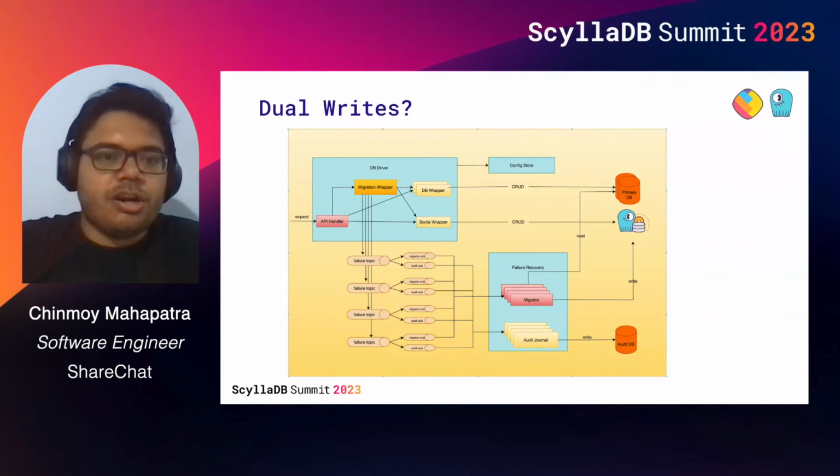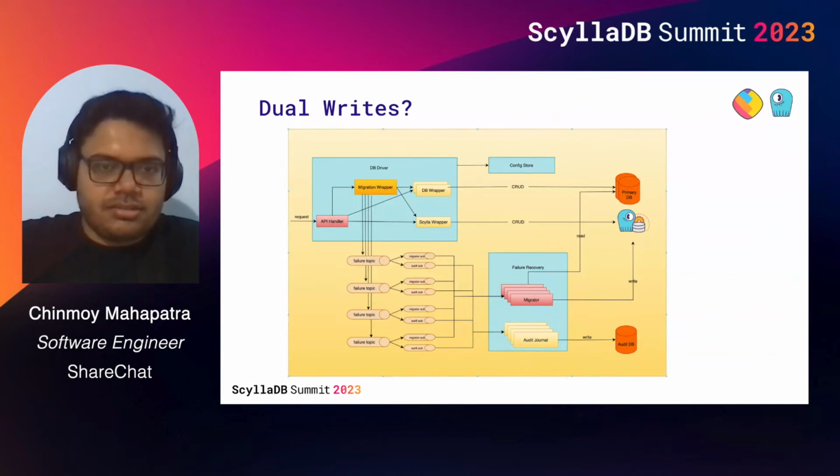Now, another essential part of this whole thing is also the failure recovery mechanism, because we have a possibility that the write to our primary DB succeeds, but the write to the secondary DB, which is ScyllaDB, fails. So in this case, we have a topic per table. And for each of these topics, we have two subscriptions. One is the migrator subscription, the other is audit subscription.